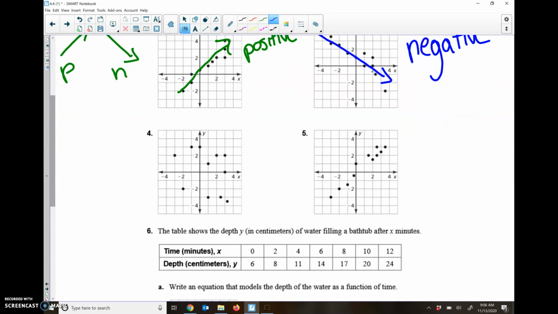Number 4, it looks like they're kind of spread out all over the place. There's some dots over here, dots over here, dots over here. You can't really predict what's going to happen next. So this would be one of those that is a no correlation. And then number 5, again, it looks like most of the dots are trending upward. So this is going to be another one that has a positive correlation.